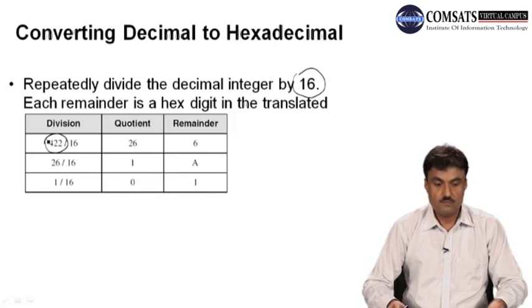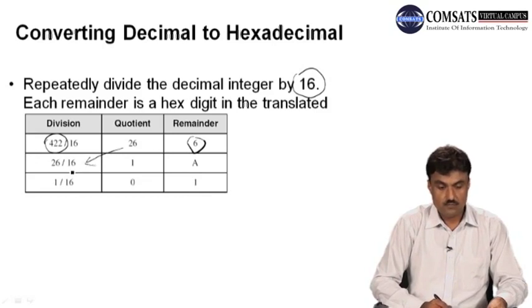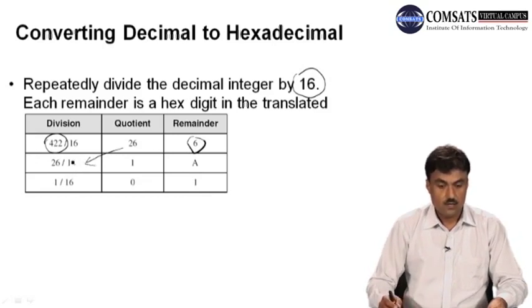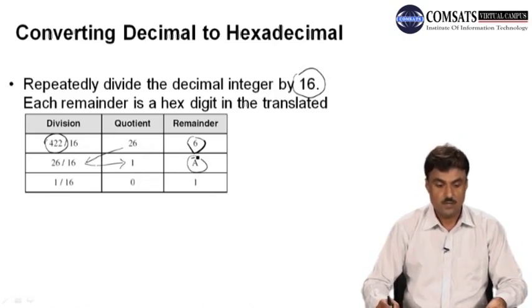We want to convert this 422 decimal number into hexadecimal. So what we have to do is repeatedly divide the decimal integer by 16, and each remainder is a hex digit in the translated hexadecimal number. For example, 422 divided by 16, the quotient is 26 and the remainder is 6. Now we will again divide this quotient by the same base 16. Then we will have the quotient 1 and the remainder is A. Our remainder is 10, so we can convert 10 into hexadecimal and we get A.